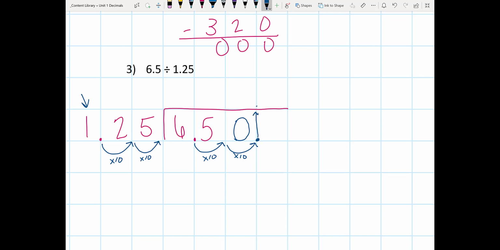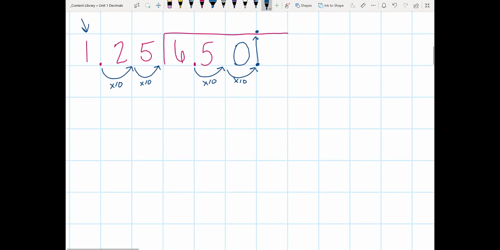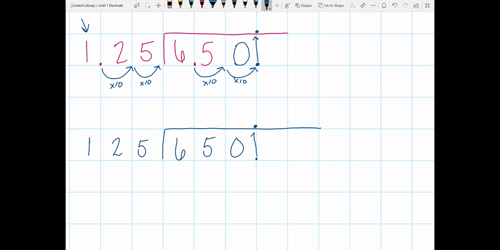And then we're going to bring our decimal point up. Super important step. Don't forget that decimal point. To make it look a lot neater, I'm just going to rewrite it right down here. 125 divided into 650. I'm going to bring my decimal point up. All right, and we are ready to get started. Remember our steps. We divide, then we multiply, subtract, bring down, then we get to do it all over again till it works out nice and cleanly.